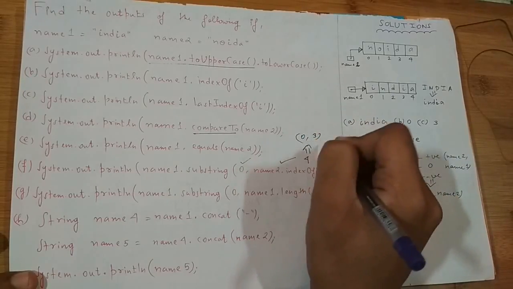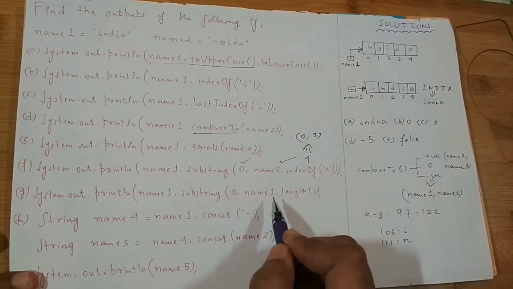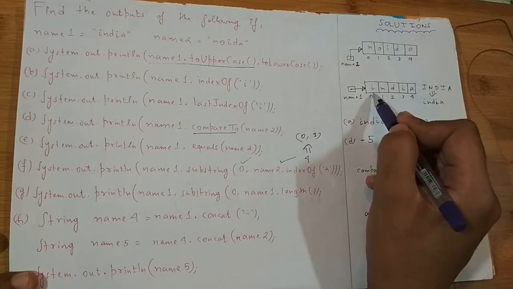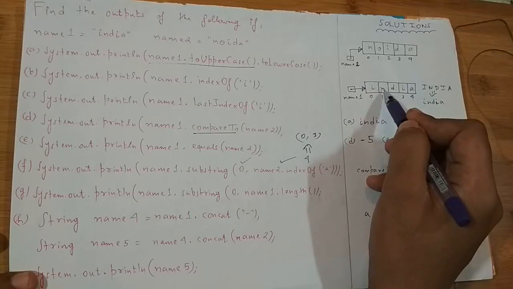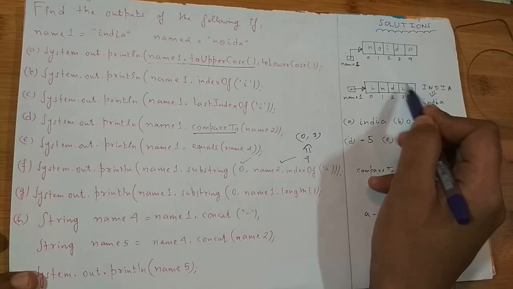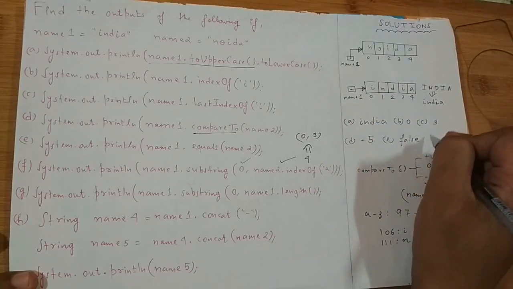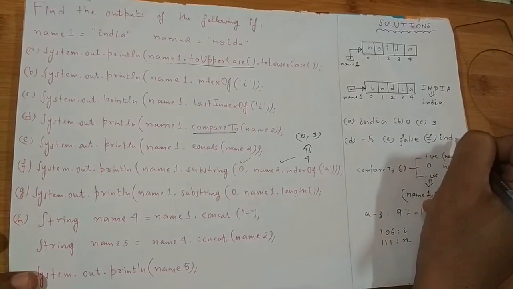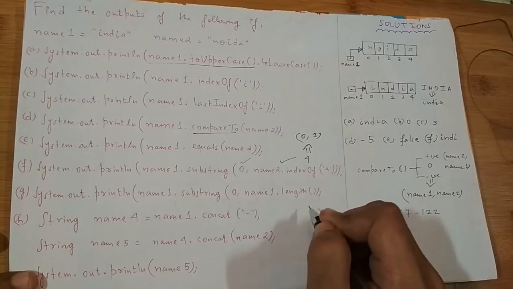This is the range that I'll be getting the characters from. So, which is my name1 string? My name1 string is India. Starting from 0, I have I, N, D, I. So, the substring that I get is I, N, D, I. Right?